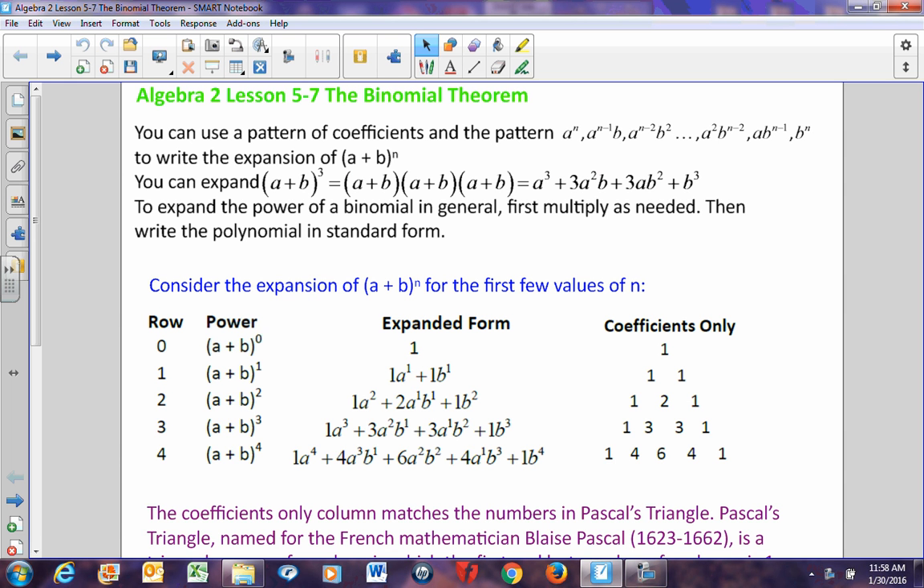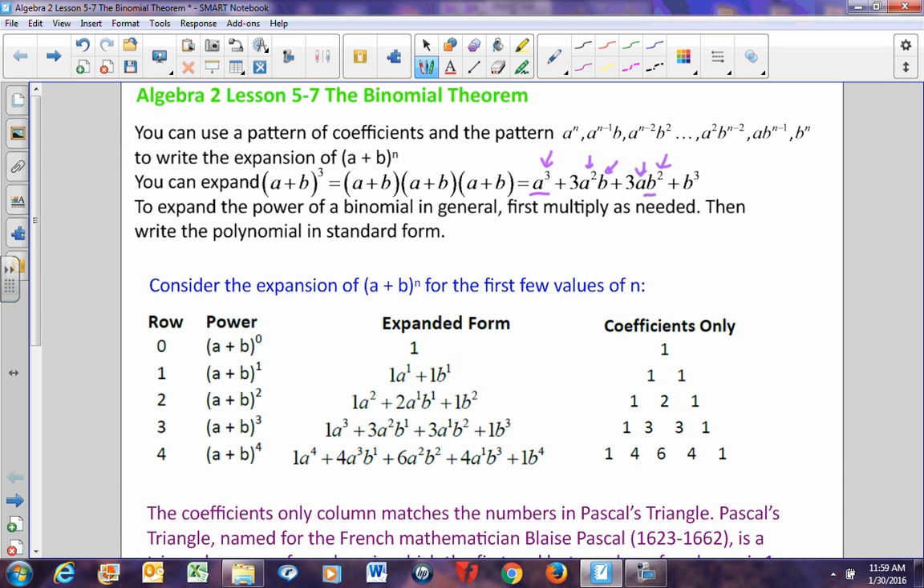Remember, a to the n, here was a to the n. Okay, you have your 3 here. And then it was a to the n minus 1, that's why this is 2, and then there's your b. And then it's a to the n minus 2, that's why this is a, and b squared, etc. As a goes down, notice b goes up. That's what they're trying to tell you. You can multiply those out to get that, okay? And then you can write it in standard form.